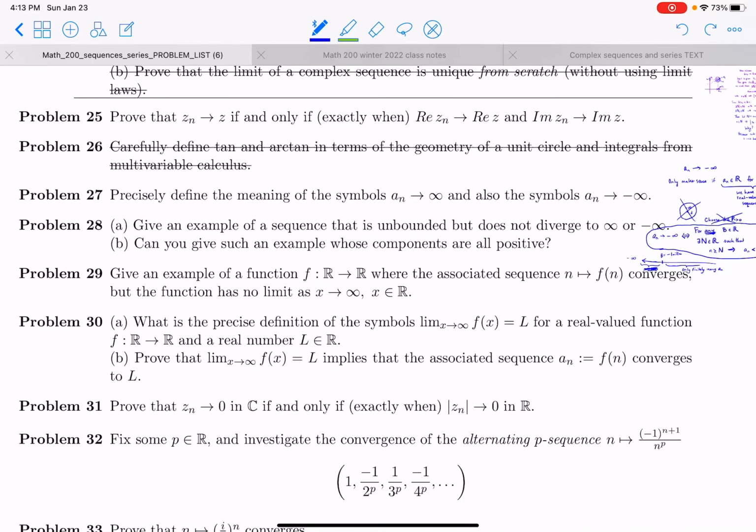Okay, let's look at 28. Give an example of a sequence that is unbounded but does not diverge to infinity or negative infinity. So yeah, we did this in Perusall, so check Perusall for several examples. B, can you give such an example whose components are all positive? This is also in Perusall. Let me just say that one really quick.